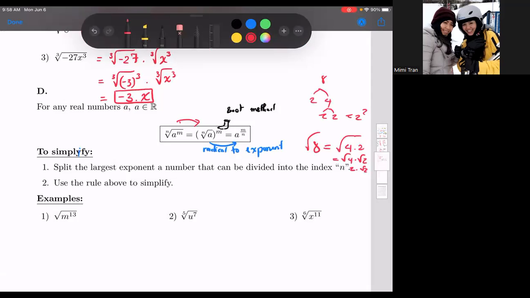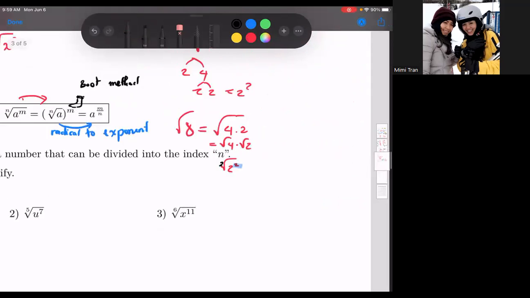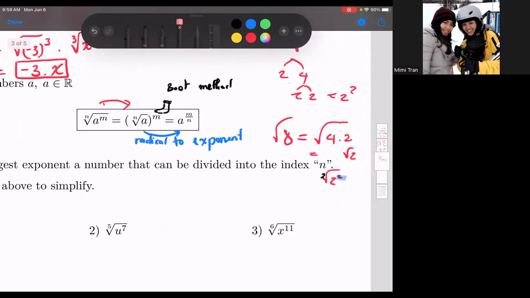So that means what? Maybe I'll skip a step. Don't write this down. The square root of 4 is the same thing as 2 squared, right? And of course, the exponent here is divided by the invisible index here, right? So that's what they meant. I'll give you another example, but please don't write it down. Just listen.